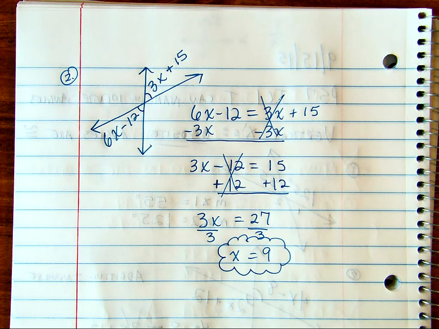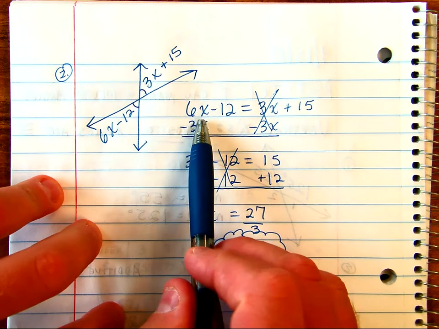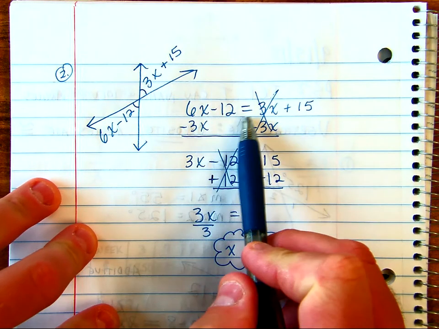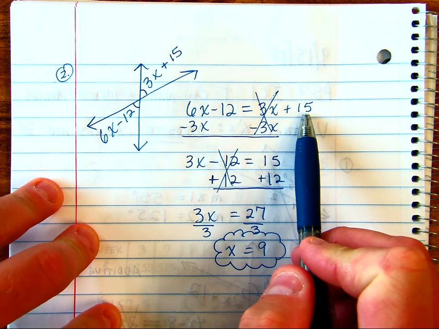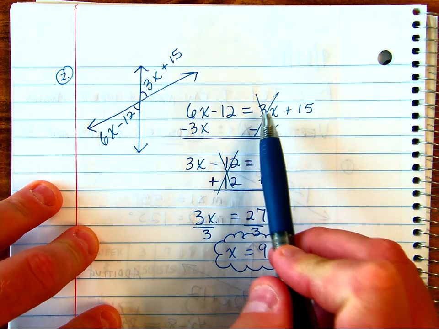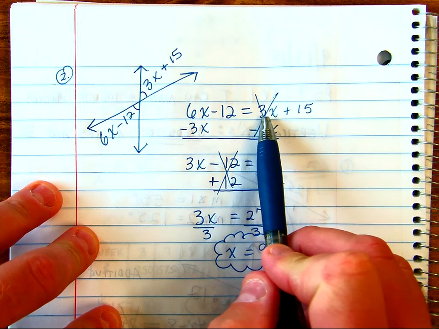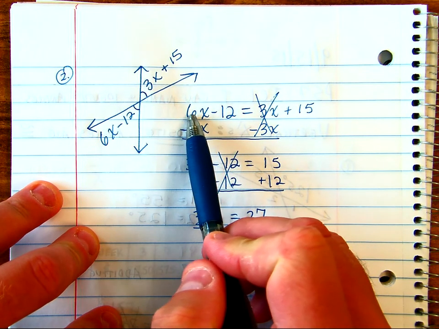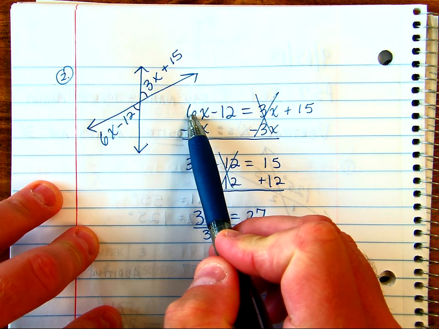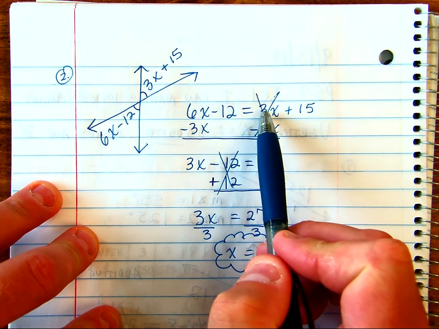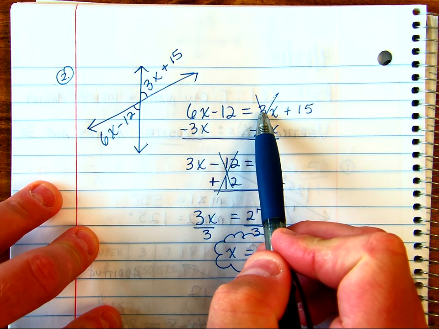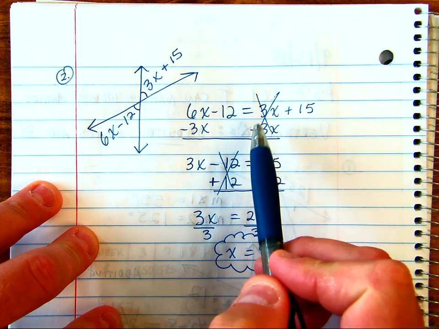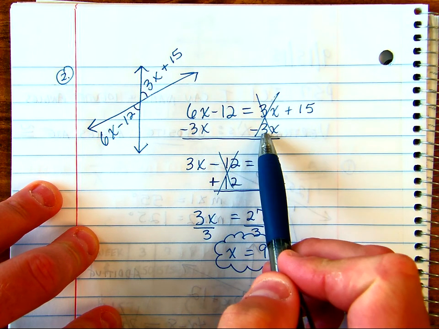So notice what I did. I set the two expressions equal to one another. I took the 6x minus 12 and set it equal to 3x plus 15. I looked at the 3x. I knew I had to get this 3x to the left side of the river so that it can be combined with the 6. This 3 is positive. What's the opposite? Negative. So I added a negative 3 to both sides.